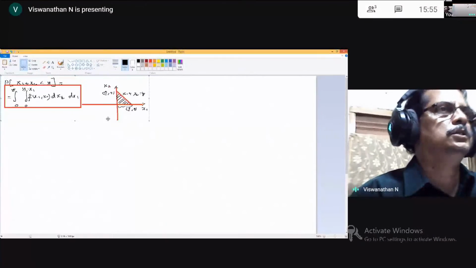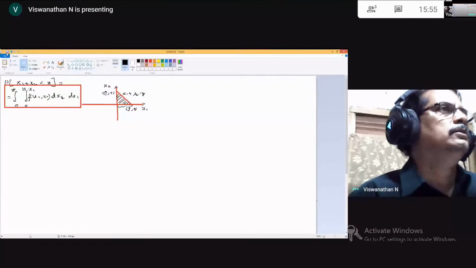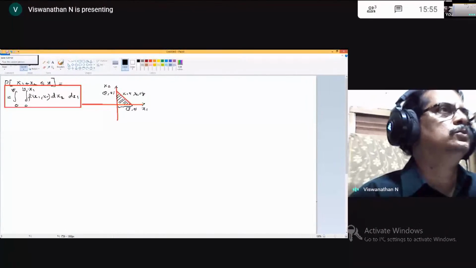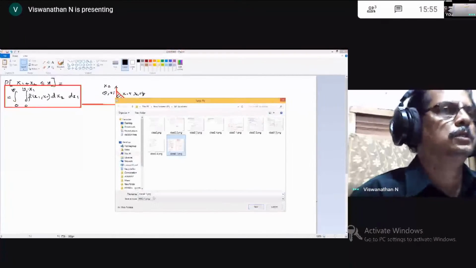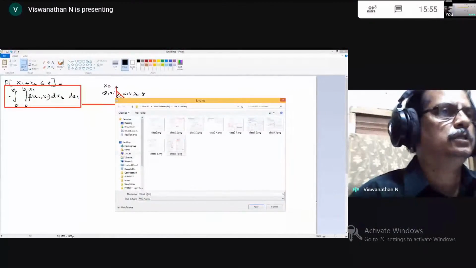So this part we require from the previous thing. I have taken it from there. Of course, we need the density also. One sec. Let me save this.